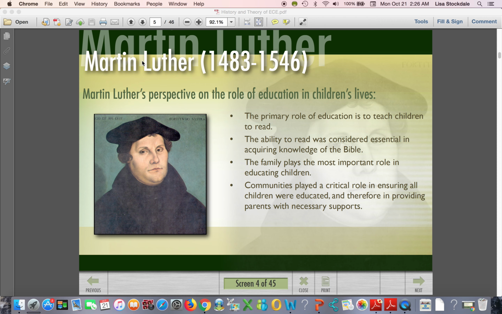Martin Luther saw that the primary role of education was to teach children to read. The reason it was important to learn to read was because children needed to read the Bible. So it was considered essential to acquire knowledge of the Bible. Martin Luther also believed that family plays the most important role in educating children, and that communities played a crucial role in ensuring that all children were educated. Therefore, he believed in providing parents with necessary supports.